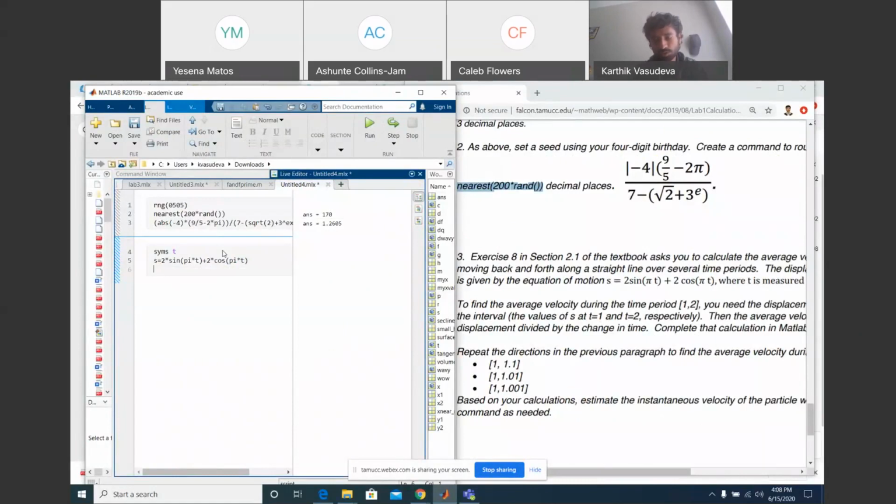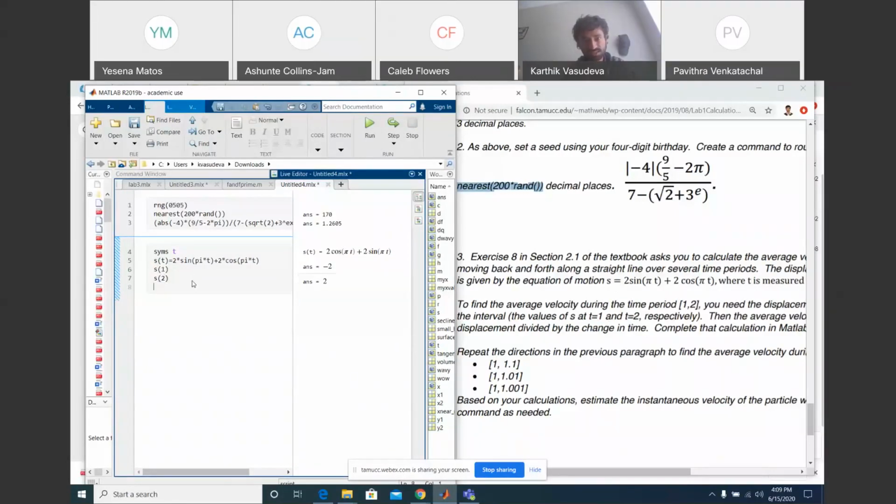So what you're supposed to do is find average velocities. To find average velocity, you need 2 time periods. Here in the first case, t is equal to 1 and t is equal to 2. Let's define the function as s of t. That helps. So you need to find s of 1 and s of 2. Those are the two motions, s with respect to t equal to 1 and t equal to 2.